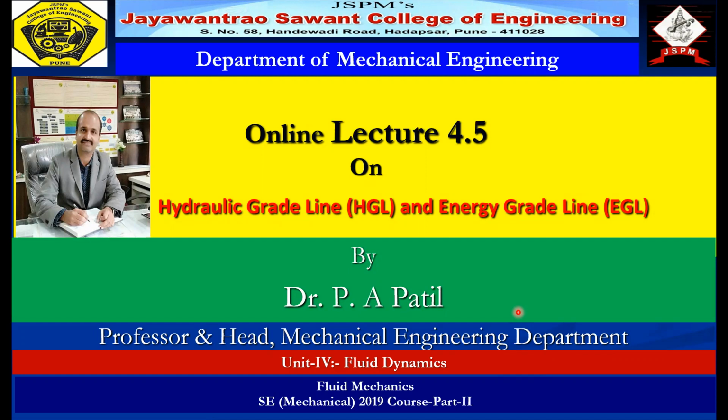HGL stands for hydraulic gradient line, and EGL is called the energy gradient line. It is also called the total head line, that is THL, or TEL, the total energy line. These are the different terminologies. The name itself has a meaning. The hydraulic gradient line shows only the hydraulic energy, that is pressure energy and potential energy, and the total energy line, that is the energy grade line, also takes into account the velocity.